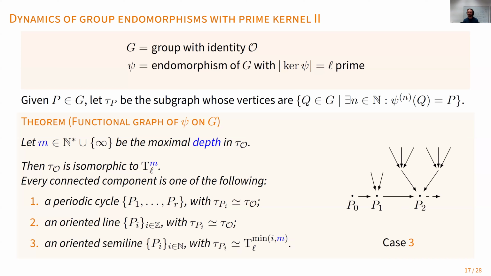The last situation is that you fail to have a complete line, but you still have a semi-line starting from some point and going on. And as you can see from the picture, the first point has nothing, the second has a smaller tree, the third is a bigger tree, and they grow until they reach the depth of tau 0. So this is probably the less intuitive situation you can have. And this is the complete picture of what can happen.